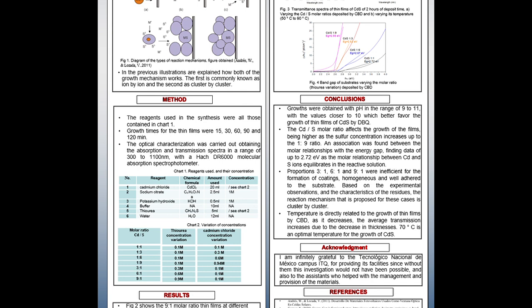Temperature is directly related to the growth of thin films by CBD. As it decreases, the average transmission increases due to the decrease of thickness. 70 degrees Celsius is an optimal temperature for growth of cadmium sulfide.